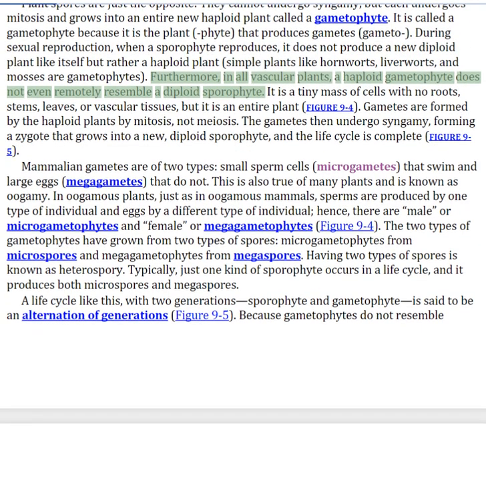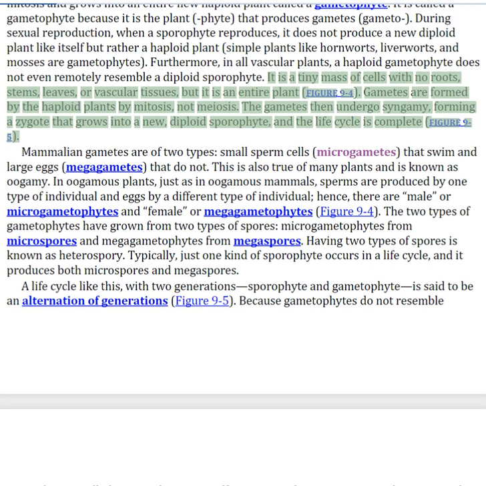Furthermore, in all vascular plants, a haploid gametophyte does not even remotely resemble a diploid sporophyte. It is a tiny mass of cells with no roots, stems, leaves, or vascular tissues, but it is an entire plant. Gametes are formed by the haploid plants by mitosis, not meiosis. The gametes then undergo syngamy, forming a zygote that grows into a new, diploid sporophyte, and the life cycle is complete.